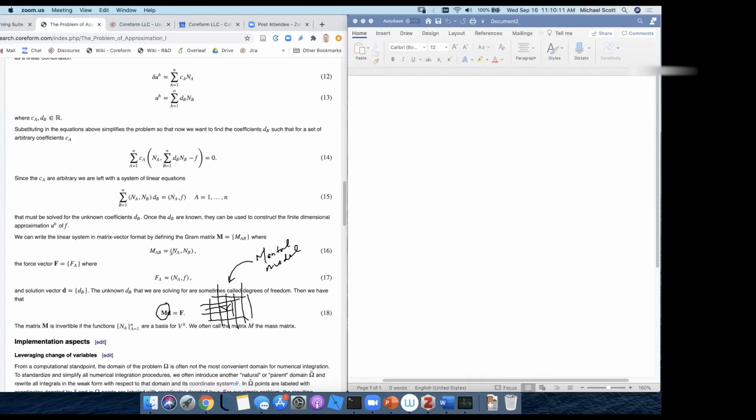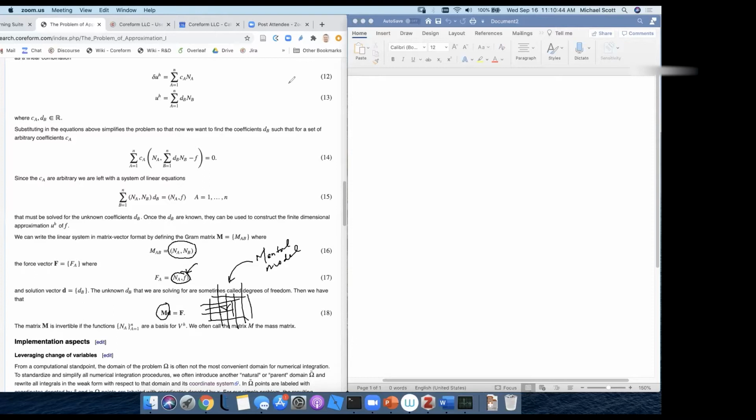So mass matrix is entries coming from this bilinear form here for all the different combinations of the basis functions. And then this guy here, we call the force vector, it's really what you would call a dot product, where we're projecting the function f in the direction of each N_A. That's how you interpret what's going on here.